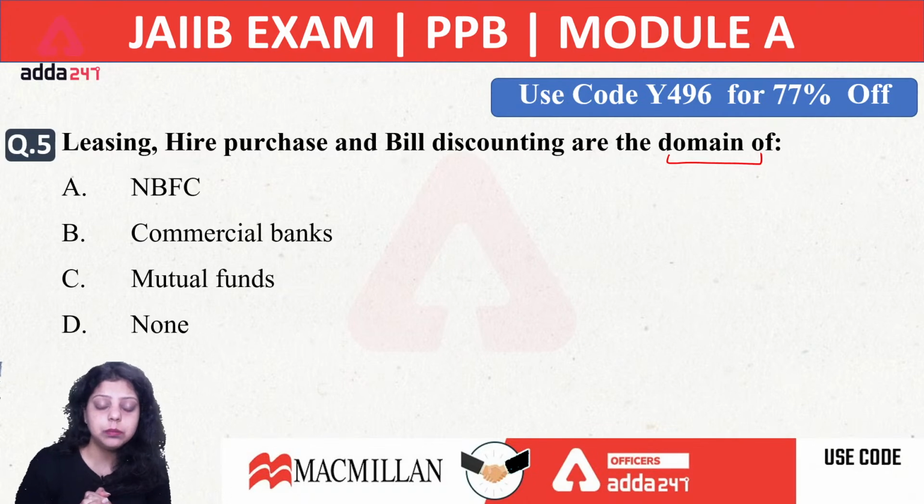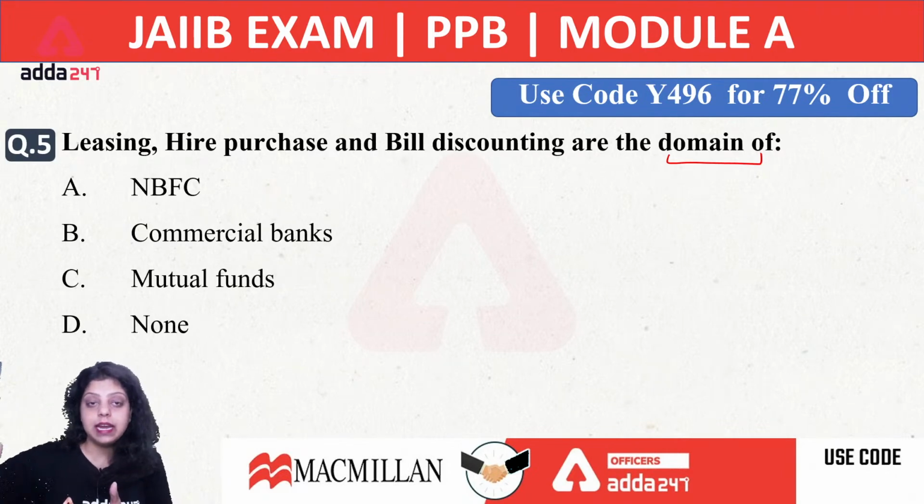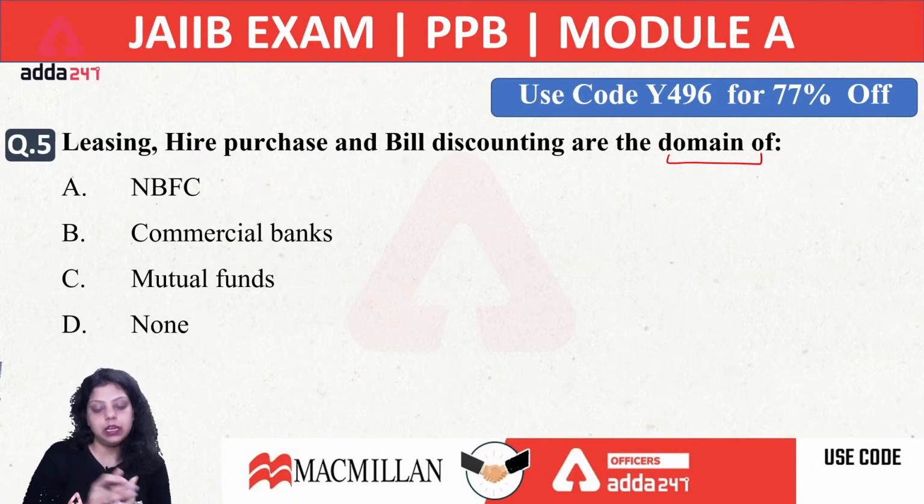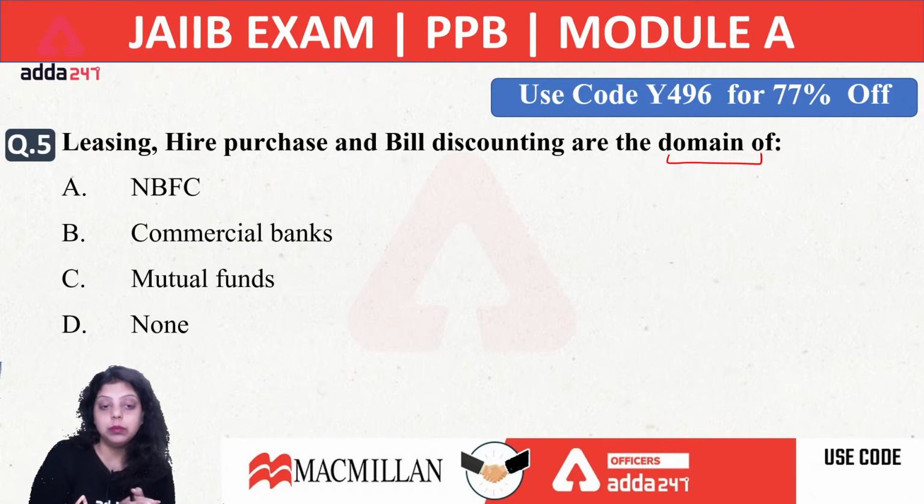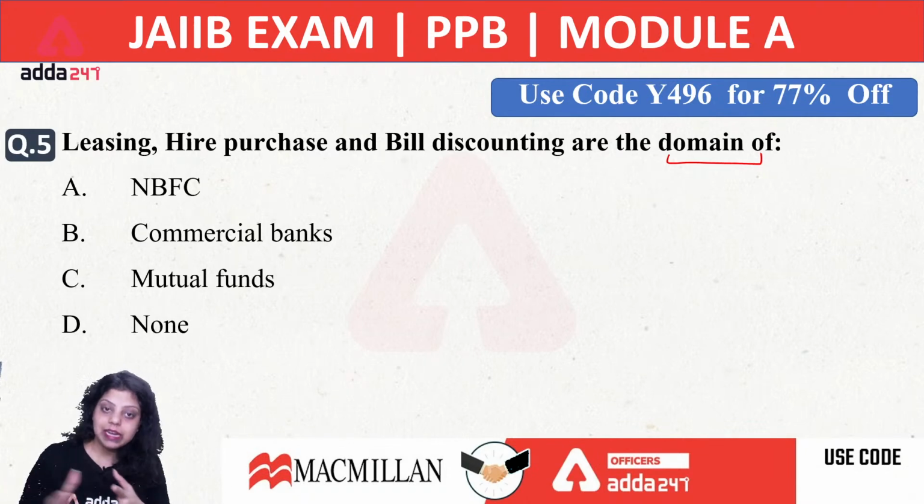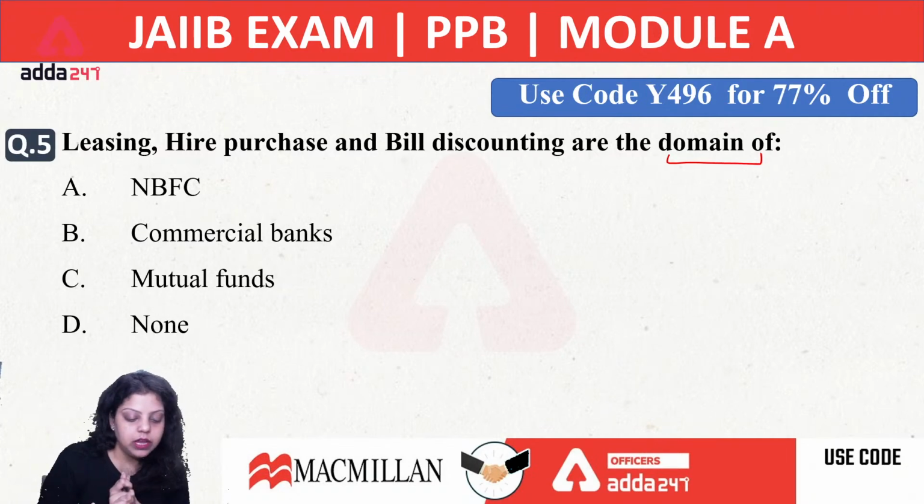Discounting of bills is simple. When you have a certain invoice or bill whose payment is going to be on a future date and you require immediate cash, then you go to the bank and the bank allows you to discount the bill. The bank will provide you immediate cash and will collect the money from the buyer on the maturity date or on the specified date. That is bill discounting. Okay, so these are the domain of NBFCs.